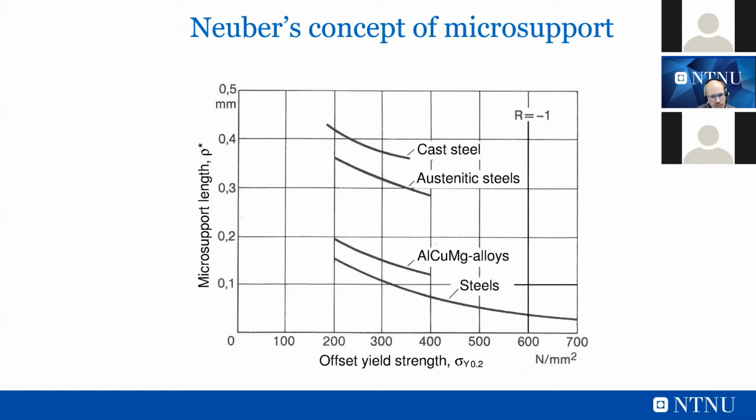And of course, Rossi applied this to different materials, also being able to estimate this microstructural support length for cast steel, austenitic steel, aluminum, magnesium alloys, and other different kinds of steels, also as a function of the yield strength of the material.